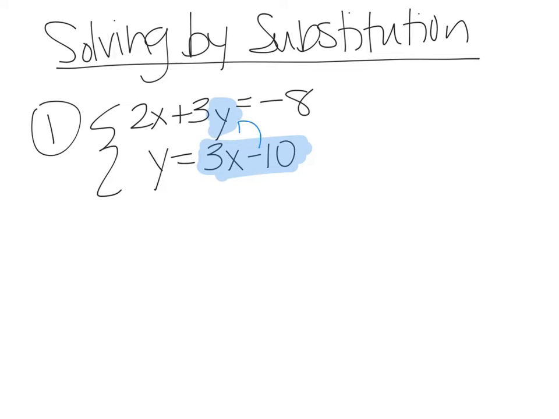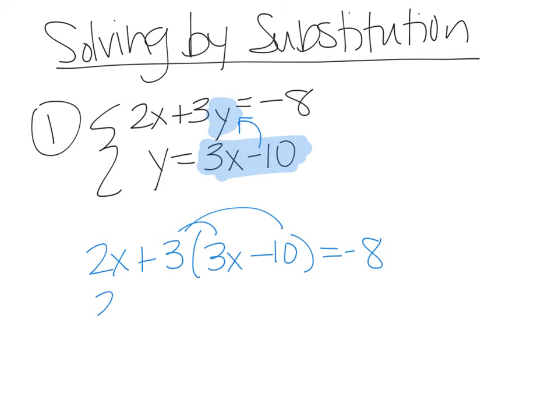It's equal to y, so we're going to plug it in up here at y. We're going to go ahead and shove that in there. It's going to be 2x plus 3. Since you're multiplying it by a whole group, you want to make sure you use parentheses, times 3x minus 10 equals negative 8. And then this is just an equation that you're going to try and solve for x now.